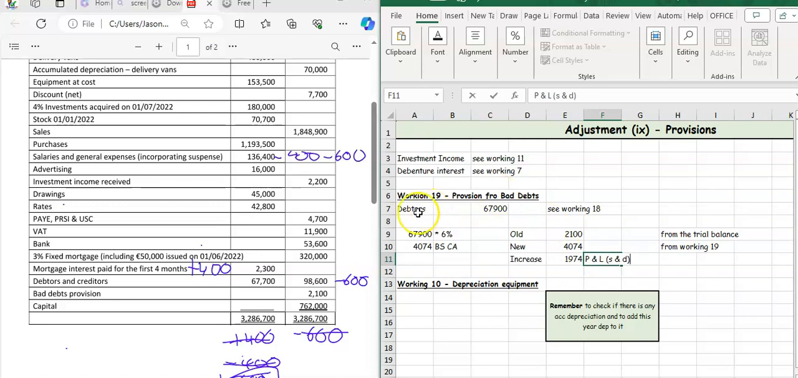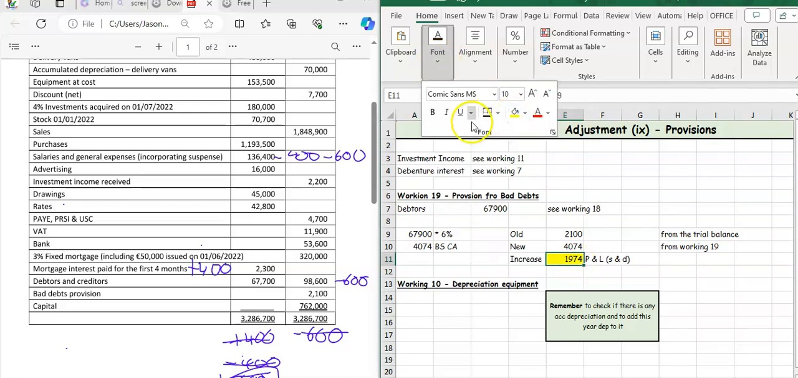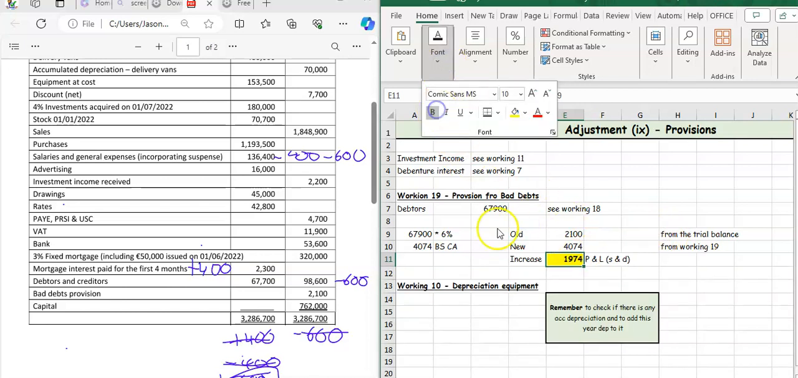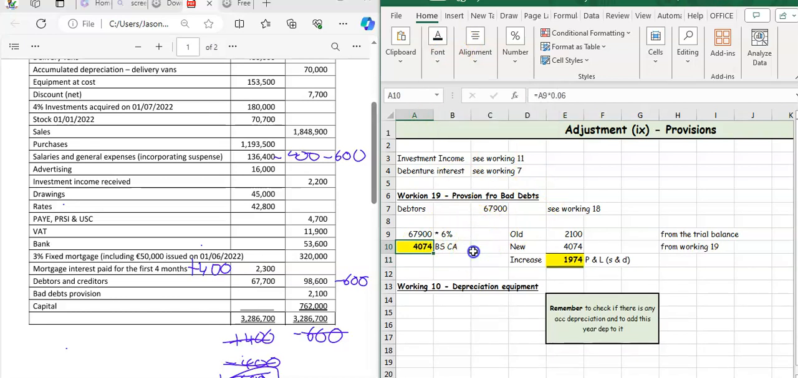Okay, so we're making a provision that people are not going to pay us back. So 6% of our debt we're not going to get back, so we're going to have to foot that bill. And it's going to be 1,974 is how much that expense is going to be to the company. So it's going to go into your profit and loss account. And then there's 4,074. That's how much we're going to reduce our debtors figure by in our balance sheet.